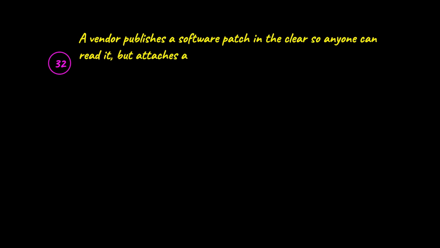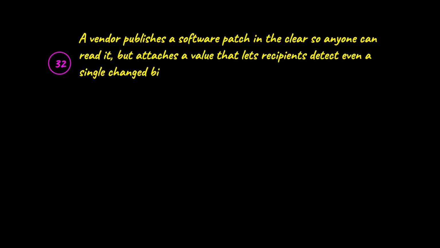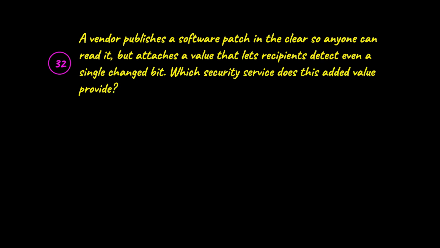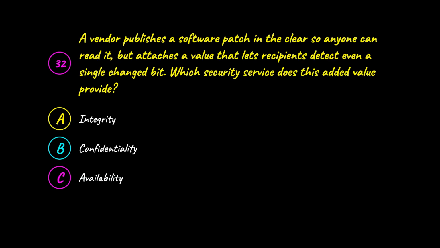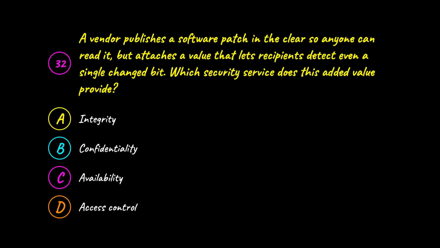Question 32. A vendor publishes a software patch in the clear so anyone can read it, but attaches a value that lets recipients detect even a single changed bit. Which security service does this added value provide? Your options are A. Integrity, B. Confidentiality, C. Availability, D. Access control. Got a guess? Lock it in.